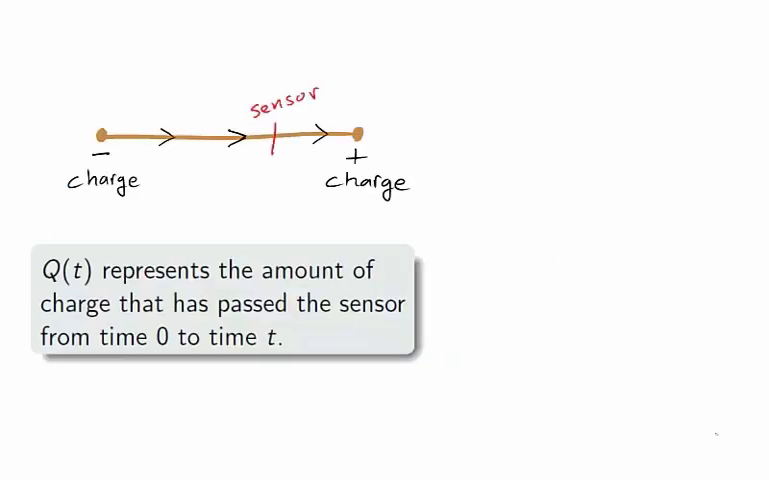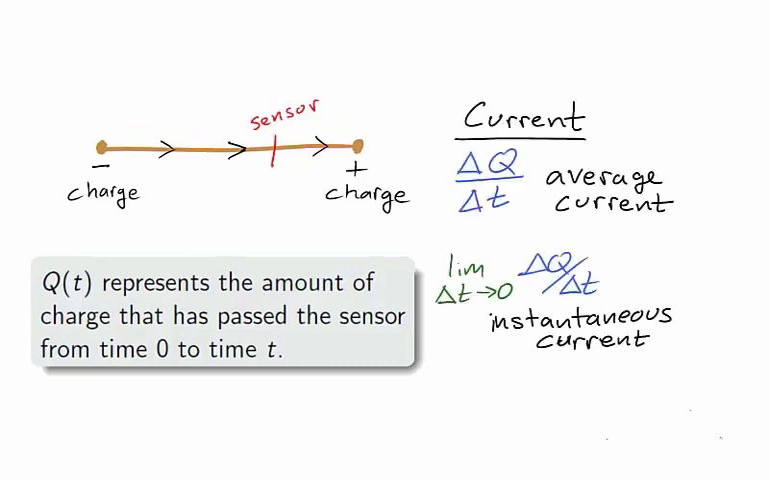Similarly, given a charged wire with an excess of electrons on the left and a deficit of electrons on the right, we can measure the amount of charge that has passed a sensor from time 0 to time t. Q of t is the flow of charge, just as W of t was the flow of water. As with flow, the current along the charged wire is the rate of change in the charge Q with respect to time t. And as before, we have the average current for the average rate of change and the instantaneous current for the limit of the average currents.